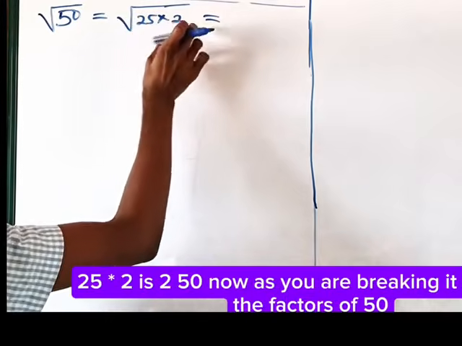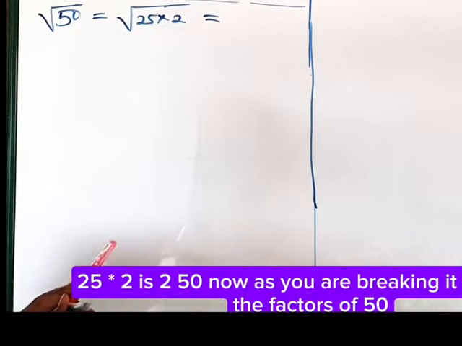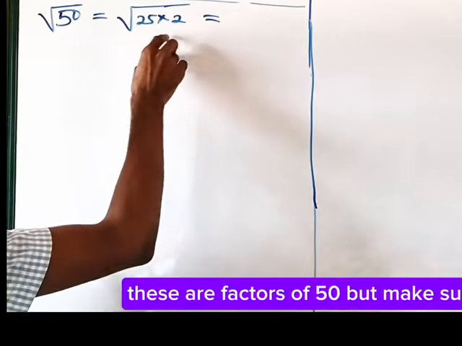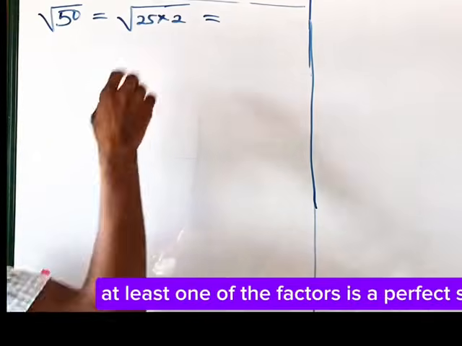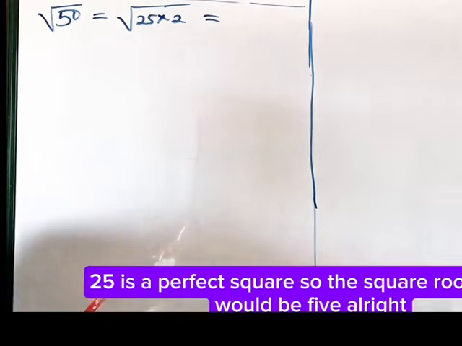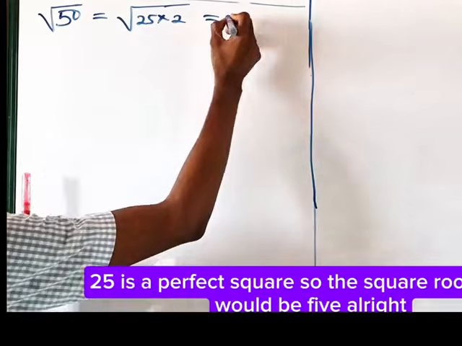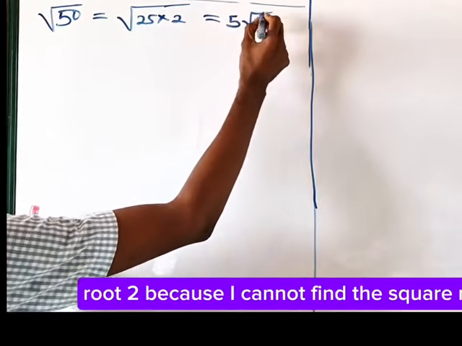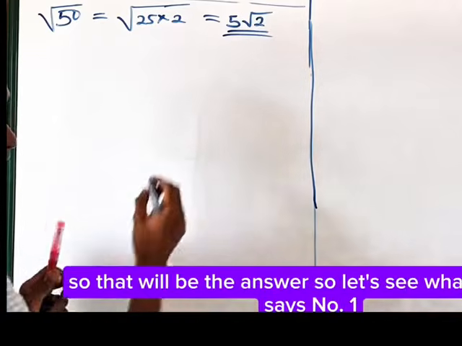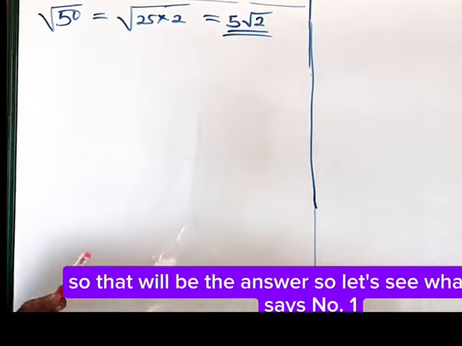Now, as you are breaking it down into factors of 50, make sure at least one of the factors is a perfect square. 25 is a perfect square, so the square root of 25 would be 5. Root 2 stays, because I cannot find the square root of 2. So that would be the answer. Let's see what the rules say.